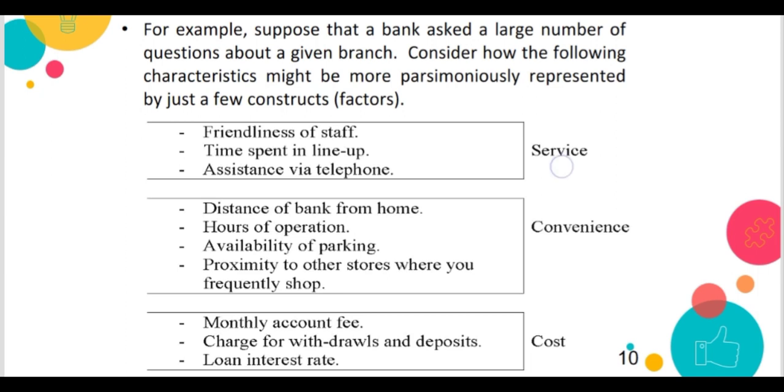Next, you can also name the new factors. We have 3 factors, so you must give a unique name to represent the variables in each factor. For friendly, time spent, assistance, we can rename it as service. Distance, hour of operation, availability, proximity to other store, we can name it as convenience. The name of the new factor depends on the researcher, to represent the variables with a unique name. In examples later, normally the question will ask you to name the factors to represent the variables.